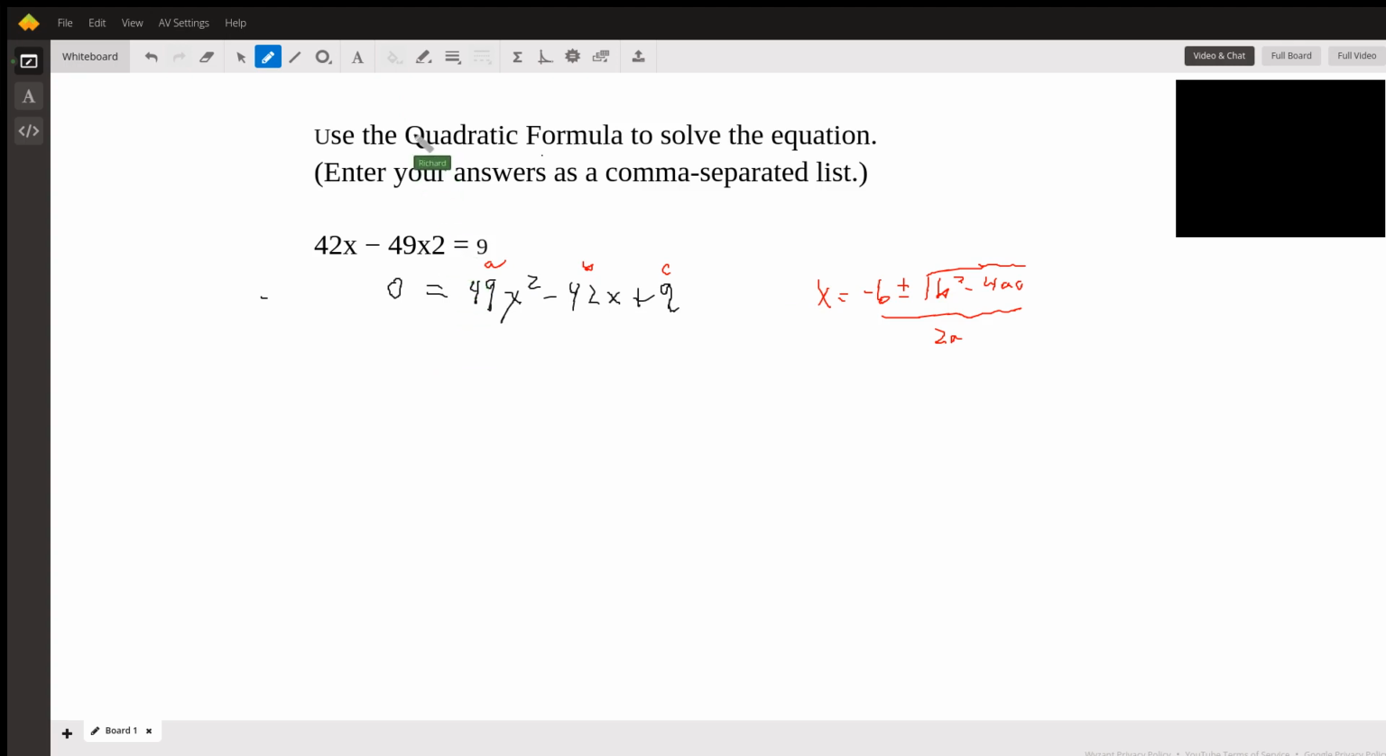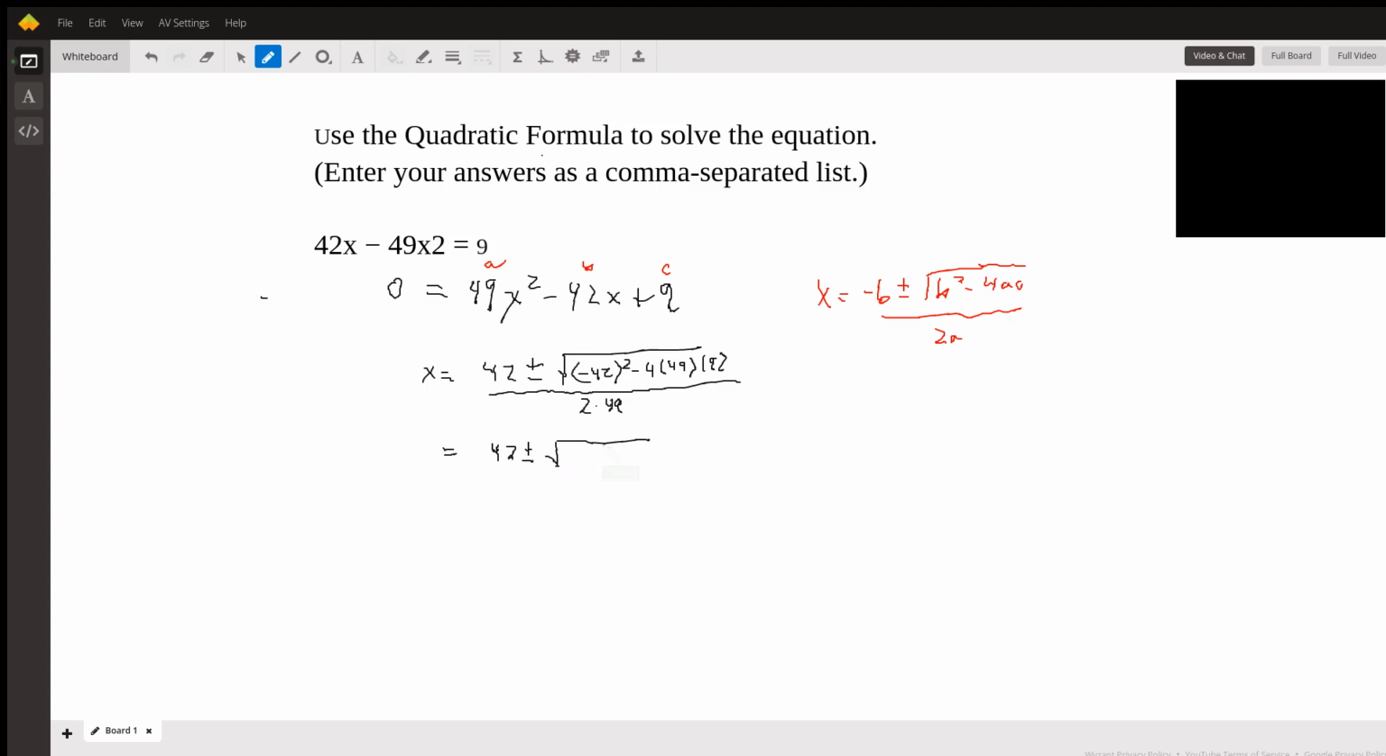So x here is going to be negative b, so that's 42, plus and minus the square root of b squared, so it's going to be negative 42 squared, minus 4 times 49 times 9, all over 2 times 49. That's very important to plug in correctly. Some students get messed up right there, which is a horrible shame. R times A times C. I'm just checking myself here. So it's going to be 42 plus or minus the square root.